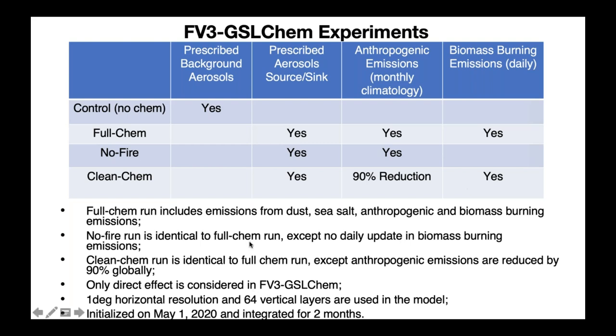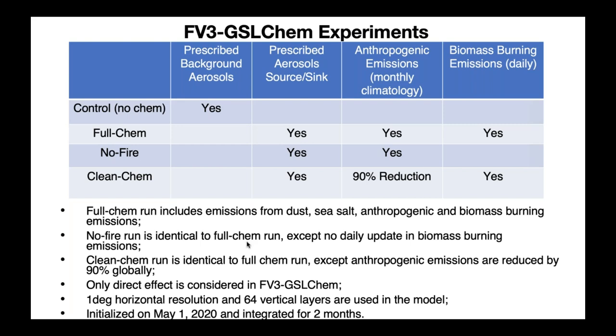The next experiment is what we call the no fire run. It is identical to the full chemistry run, except there is no daily update in the biomass burning emissions. Literally, the fire emissions from day one, with the initial condition we chose of May 1st, do not change throughout the integration. And because of COVID-19, we added another experiment we call the clean chem run, which is identical to the full chem run, except all the anthropogenic emissions are reduced by 90% globally.